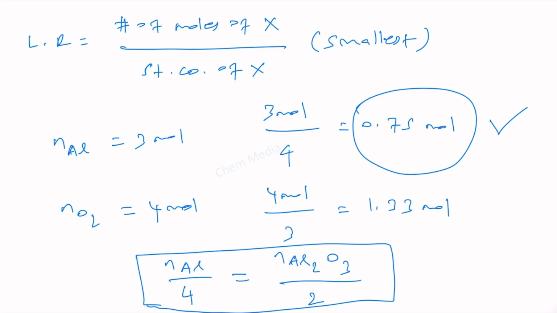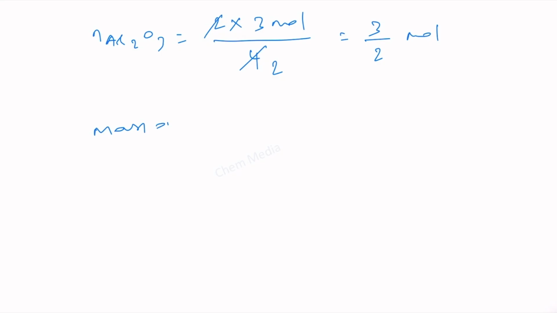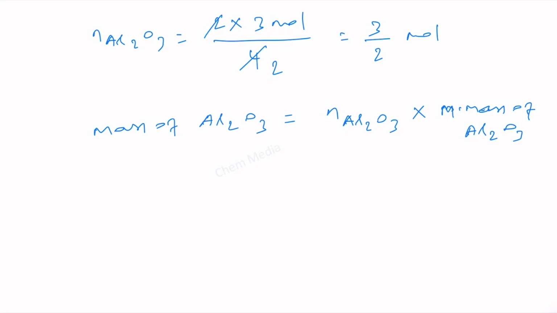Now, let us find the mass of Al2O3. Therefore, number of moles of Al2O3 is equal to 2 times 3 mole divided by 4. So, number of moles of Al2O3 will be equal to 3 by 2 moles. Therefore, mass of Al2O3 is equal to number of moles of Al2O3 times molar mass of Al2O3.